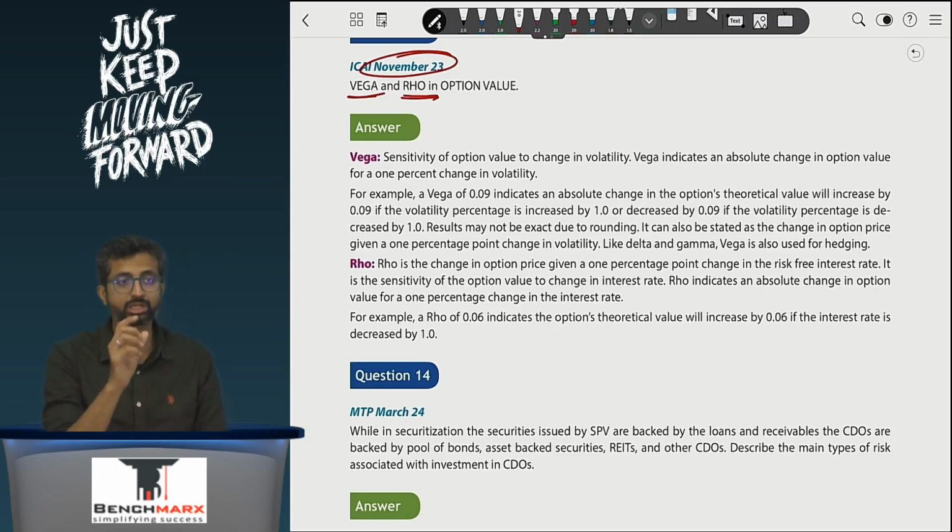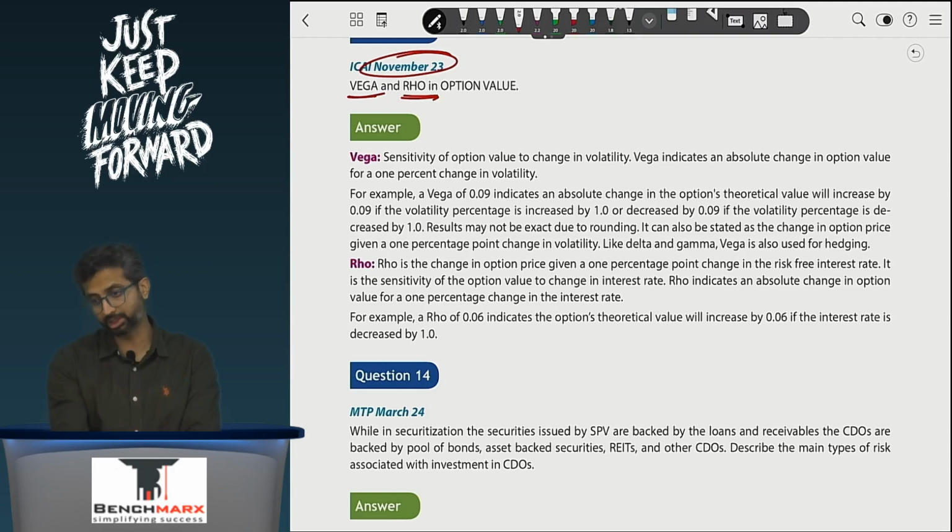Vega measures the responsiveness of movement in the option premium vis-a-vis the volatility. V for Vega, V for volatility. Rho measures the movement in the option premium in response to the change of interest rate. Rho, R for rate of interest. Whereas T for theta, T for time, you will study in option Greeks. Vega measures how much your option premium will change if the volatility changes.